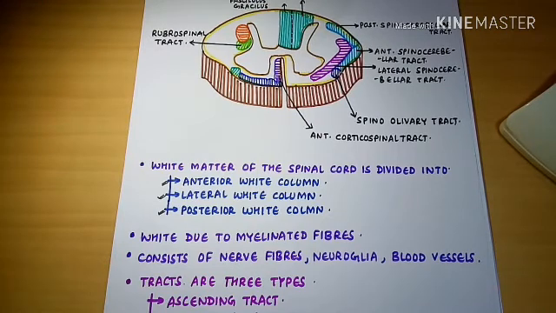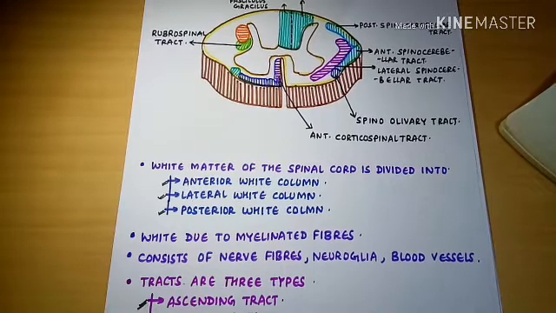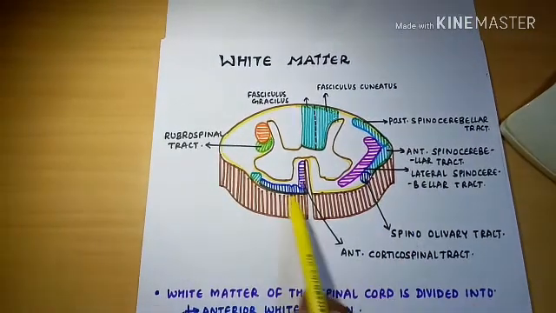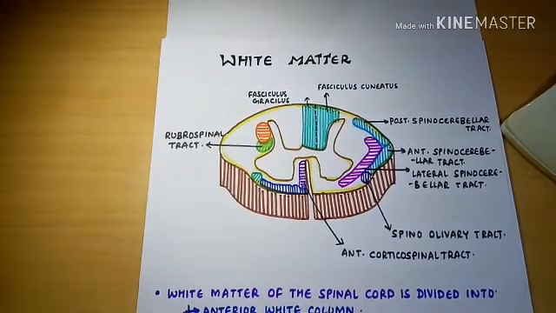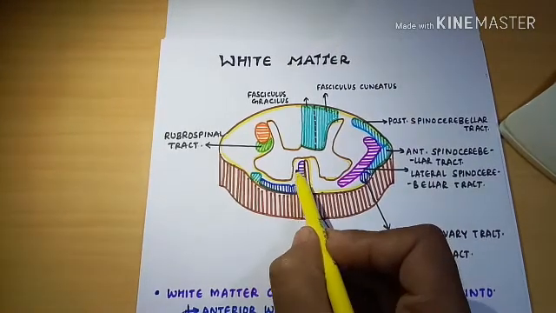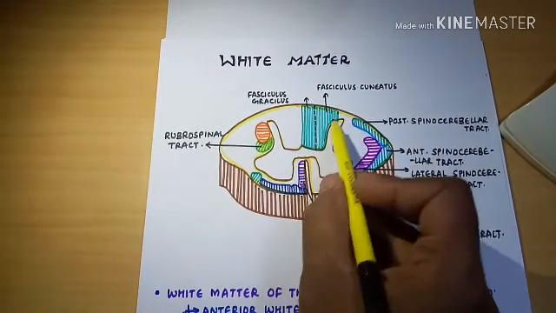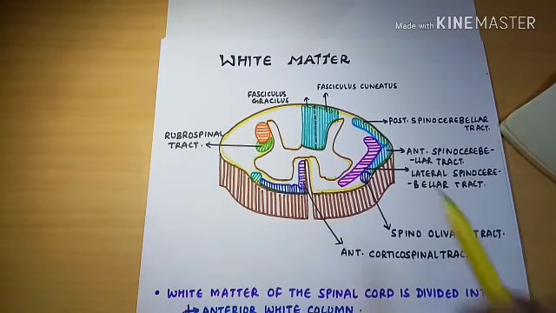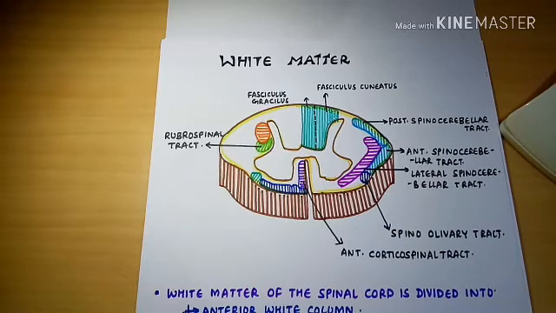The tracts are of three types, which are the ascending tract, descending tract and the intersegmental tract. So the three types of tracts present in the white matter are the ascending tract, descending tract and the intersegmental tract. If this is the transverse section of the spinal cord, this is the anterior white column, this is the posterior white column and these are the lateral white columns. So that's all for the white matter in this part.